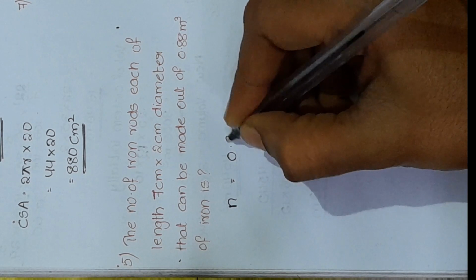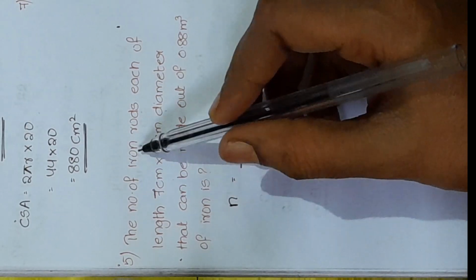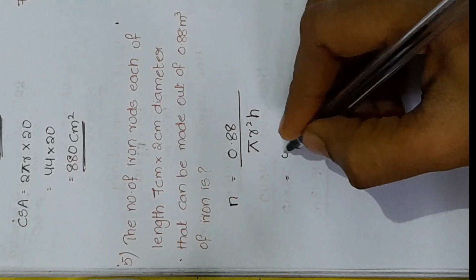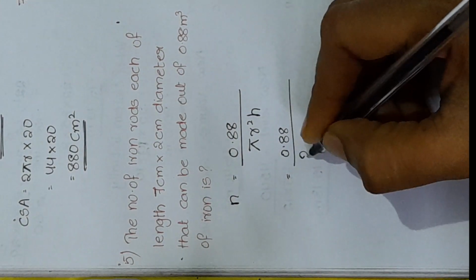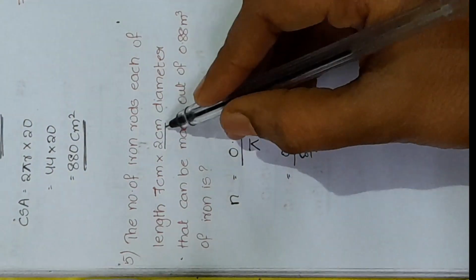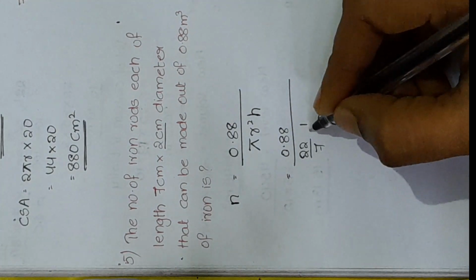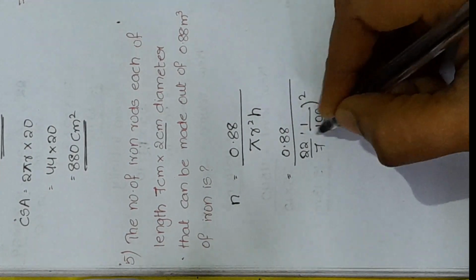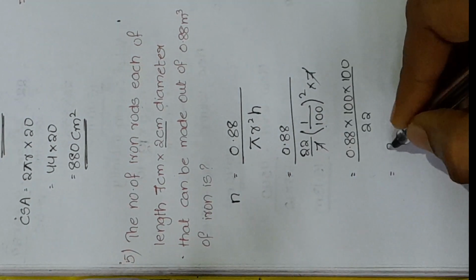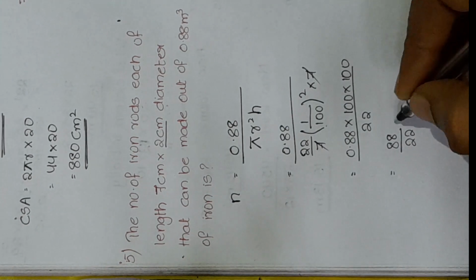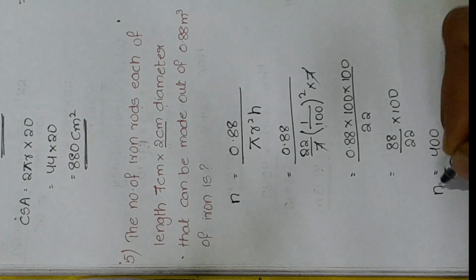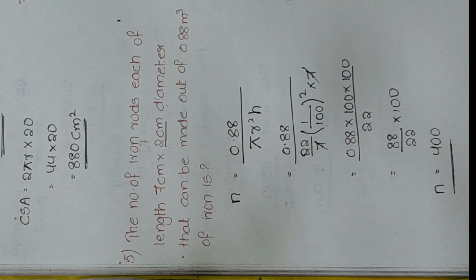N is equal to volume of the iron by volume of the iron rod. That is, the iron rod is the cylinder. So volume of the iron rod is pi r square h. Substituting the values, 0.88 by pi value is 22 by 7. Here diameter is given as 2 centimeters, so the radius is 1 centimeter. This is in centimeters, so convert this into meters, that is 1 by 100 whole square, and h is given as 7. 7 and 7 get cancelled, which is equal to 88 by 22 into 100, which is equal to 400. So n, that is the number of iron rods that can be made, is 400.